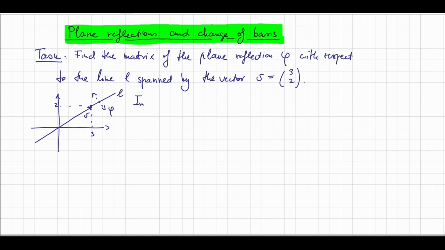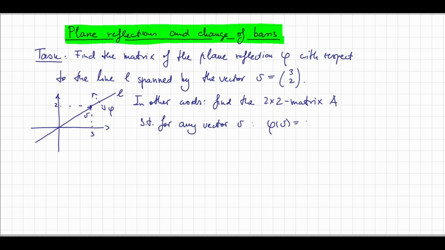In other words, we want to find the 2 by 2 matrix A such that for any vector v, the reflection of that vector v is equal to Av. So A is a matrix corresponding to the reflection. The reflection is given by multiplication of the vector by this matrix. We shall do that by using the concept of change of basis.